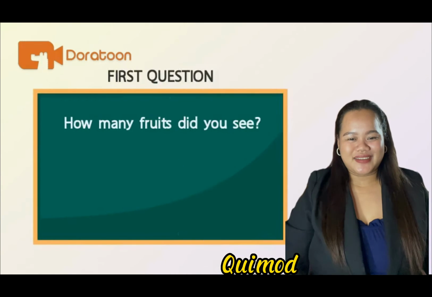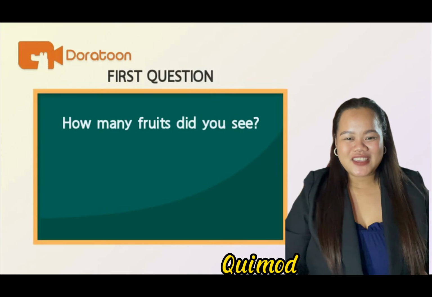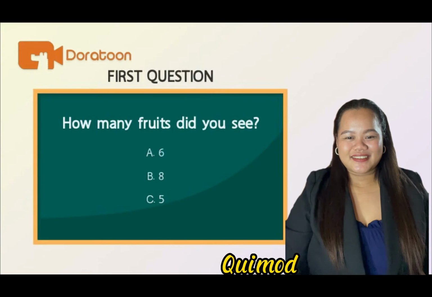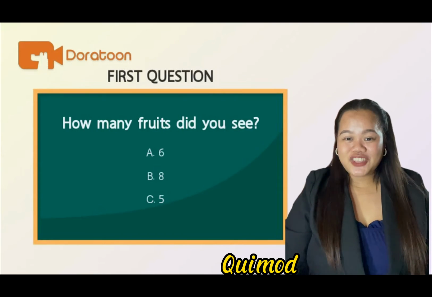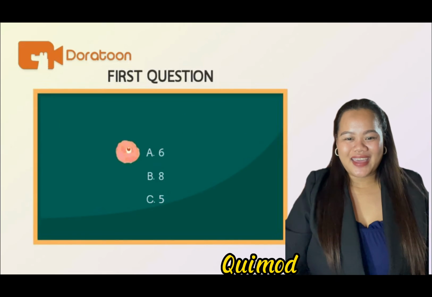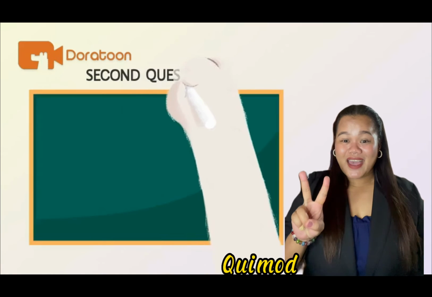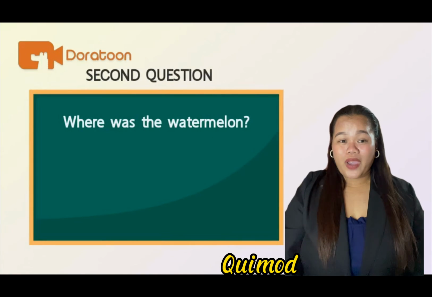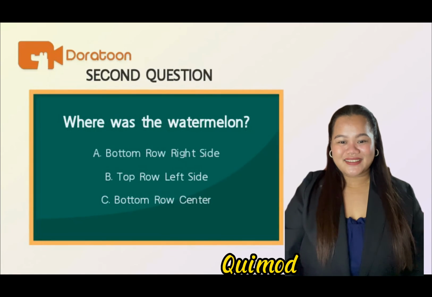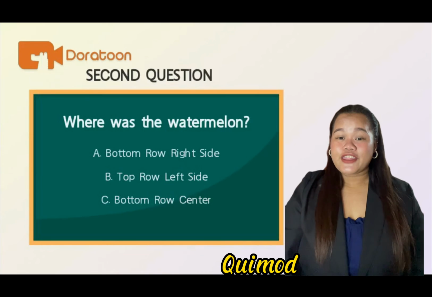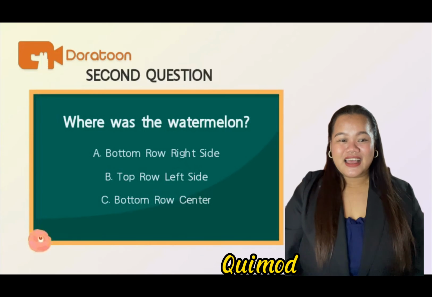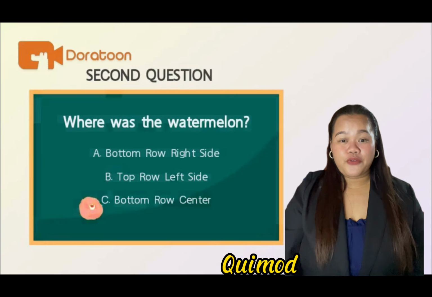First question. How many fruits did you see? That's correct. It's letter A, 6. Second question. Where was the watermelon? That's correct. It's letter C, bottom row center.